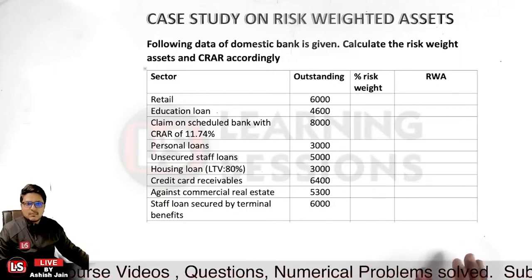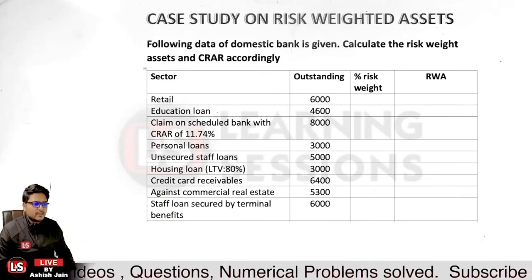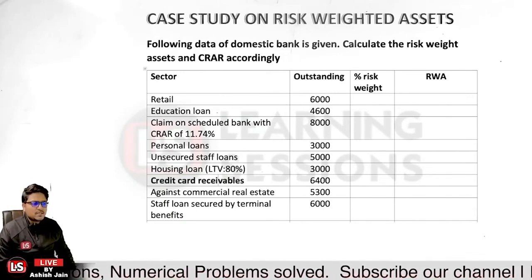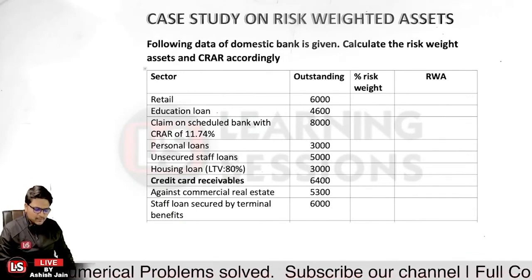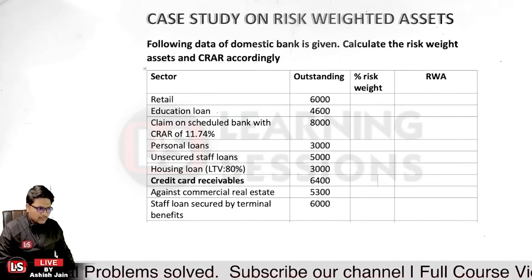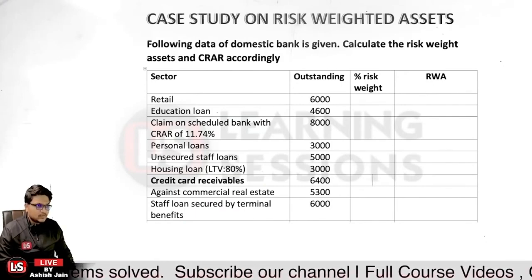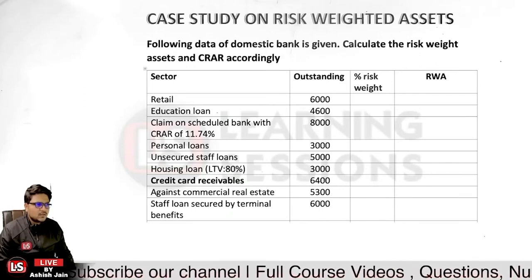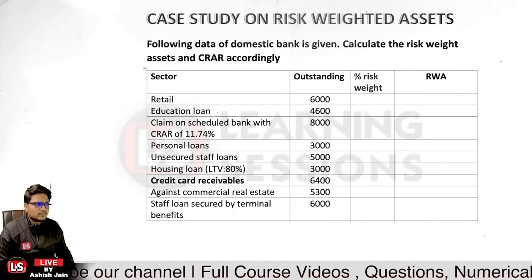Now let me give you an example. In the case of credit card receivables, the risk weightage percentage is 125%. Let me write it over here so that it could be clear.